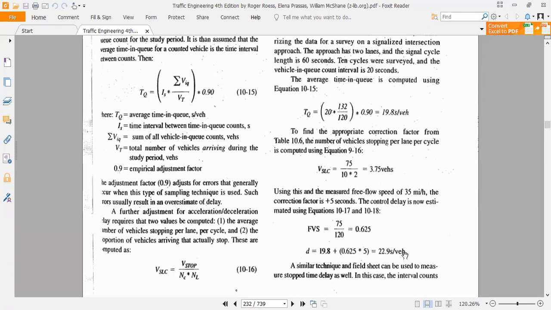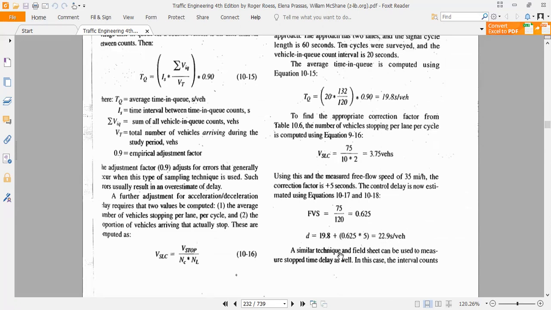Okay, let us now compare the value of D, which is almost 23 seconds per vehicle, and TQ, which is almost 19.8 seconds. If you take this as 20 and this as 23, then D is greater than TQ by about 3 seconds. So this 3-second delay is due to the time spent or lost due to the acceleration and deceleration effect.